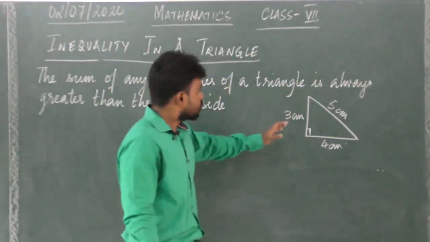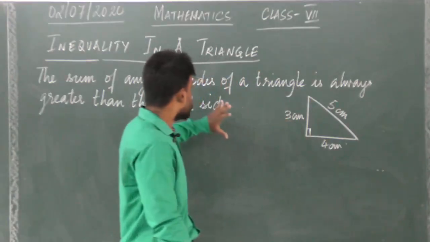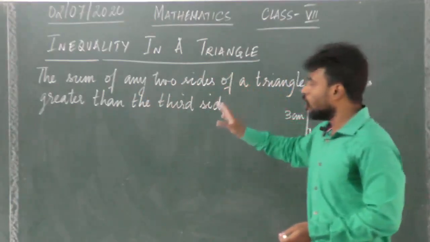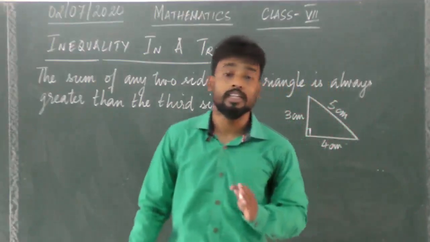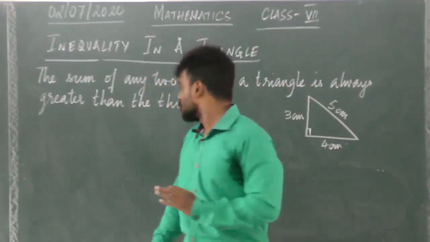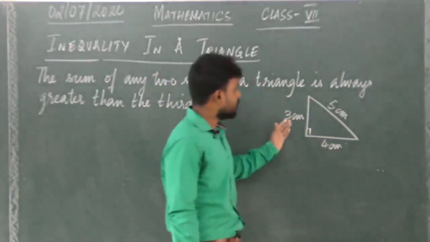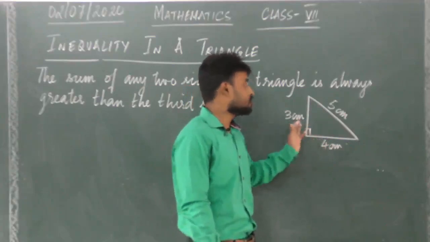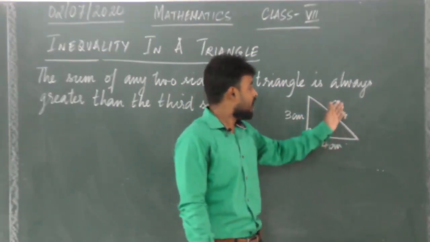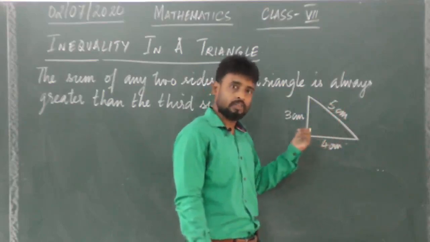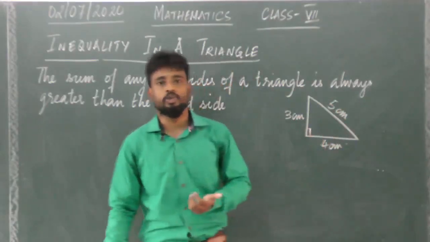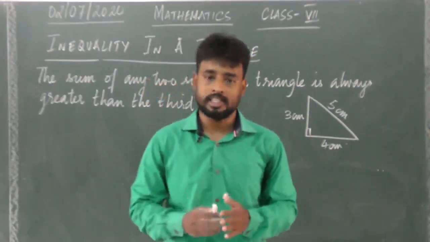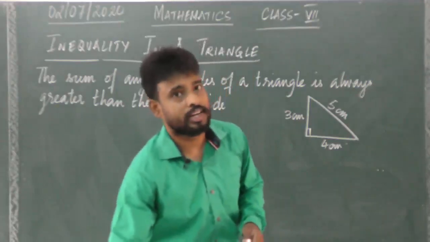So here we can analyze that the sum of any two sides of a triangle is greater than the third side. First we take 3 centimeter and 4 centimeter. If we add them, that gives us 7 centimeter, which is greater than 5 centimeter. If we add 5 and 4, that gives us 9, which is greater than 3. So we conclude that the sum of any two sides of a triangle is always greater than the third side. Now let us come to equality in a triangle.